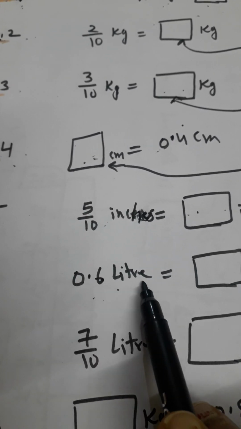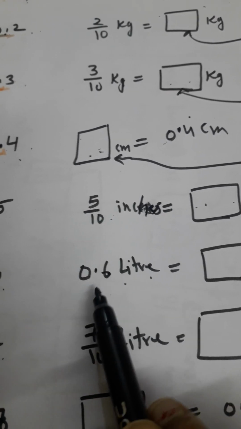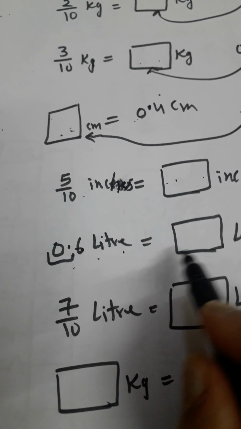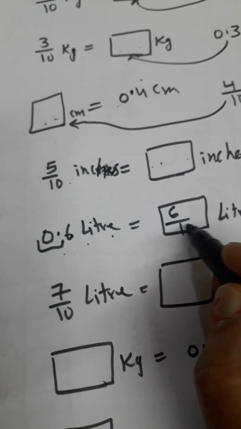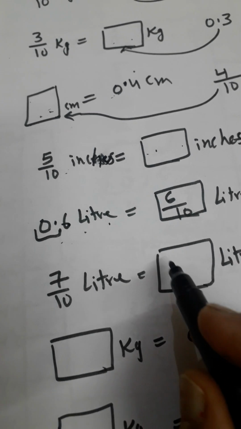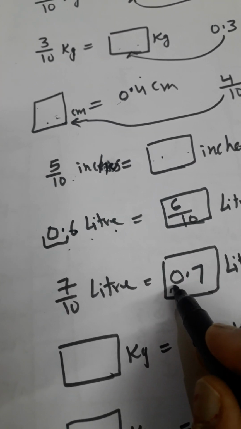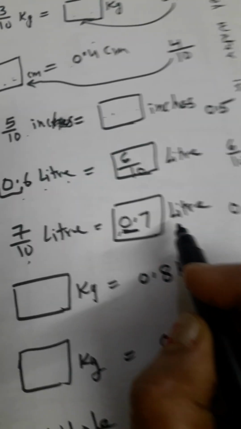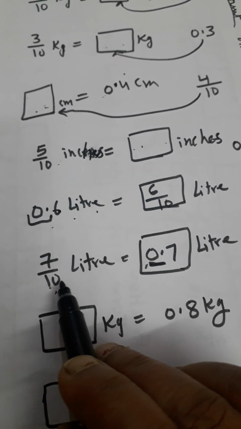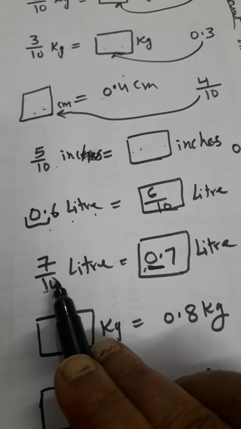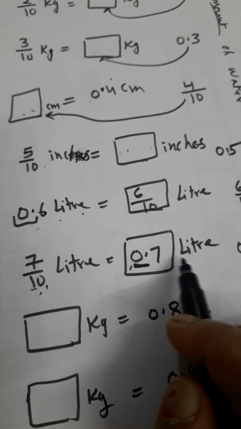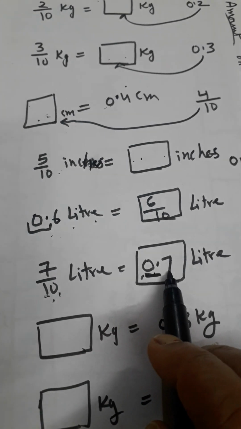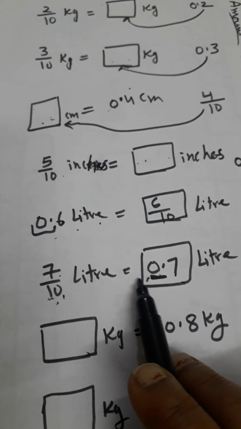Now 0.6 liter is equal to, what do we have to do? I told you that with this number, 0 and point, when we have to write it as a fraction, you have to write 6 on 10. This is 6/10. 7/10 is equal to 0.7. In decimal, if there is a 10 written over here, we remove this 10 from the fraction and write 0 point, and then whatever is in the numerator we write down. So here 7 is there, so I have written 0.7.